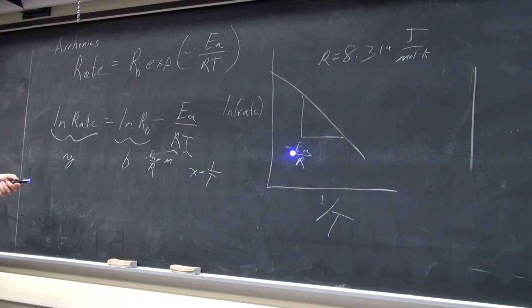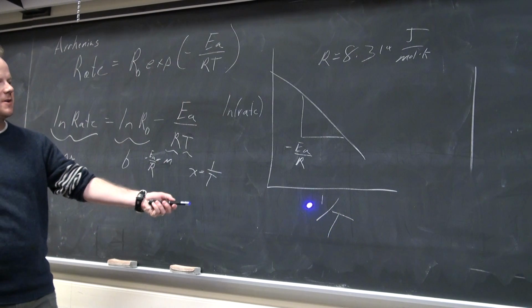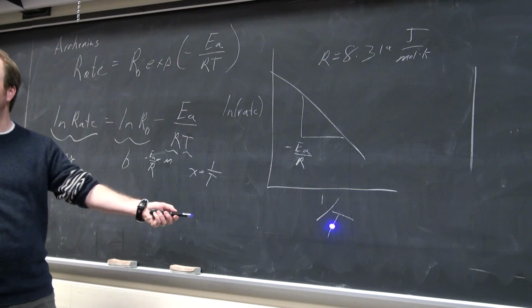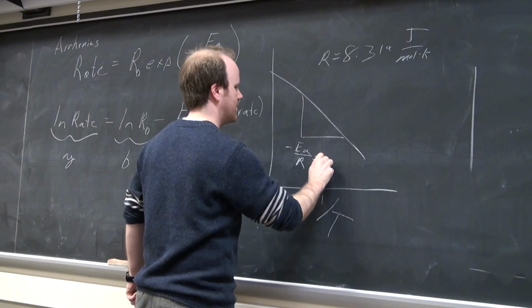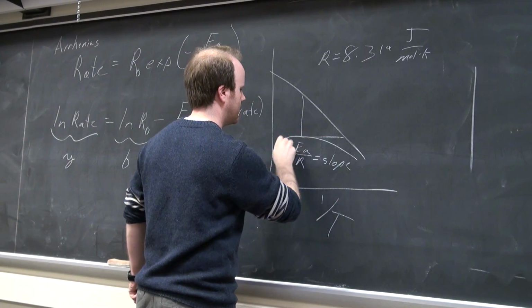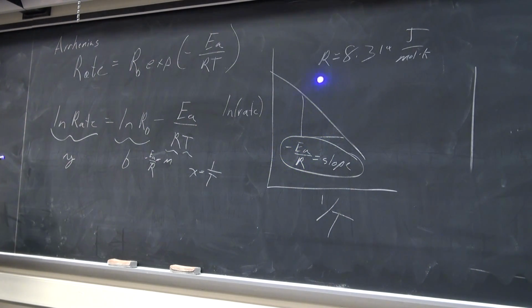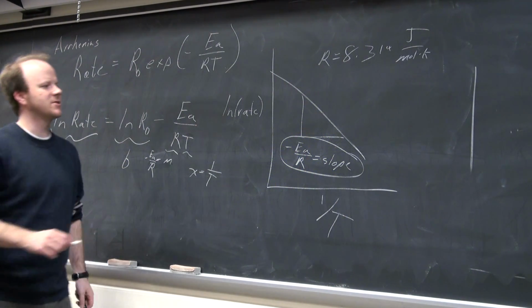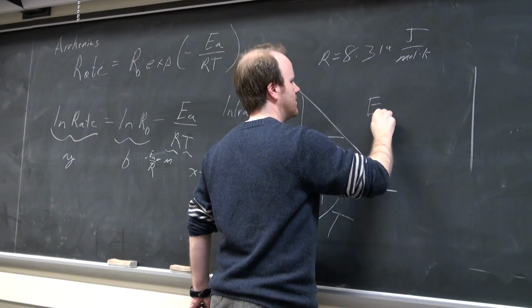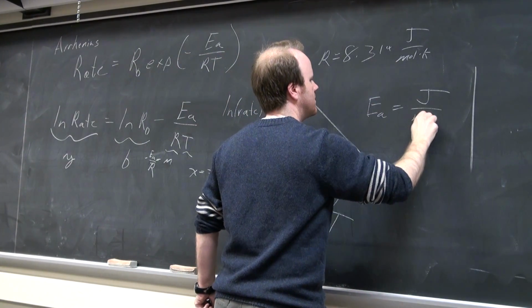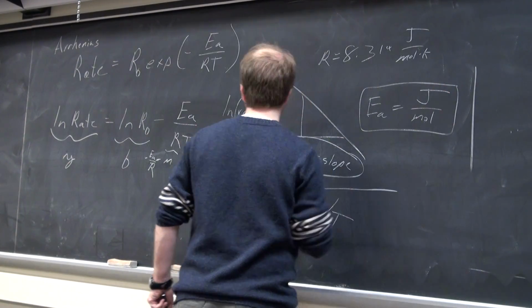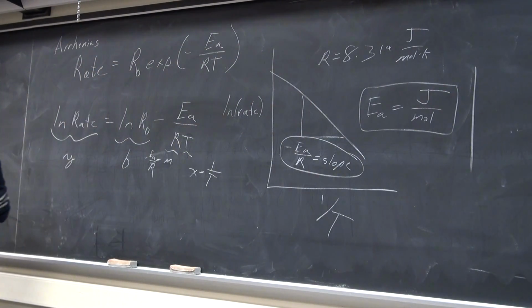So the slope is not EA over RT, because remember the T is taken care of by the 1 over T right here. So we don't multiply this EA over R times T. So the activation energy is in joules per mole. So if I tell you that some set of data is Arrhenius, please plot it.